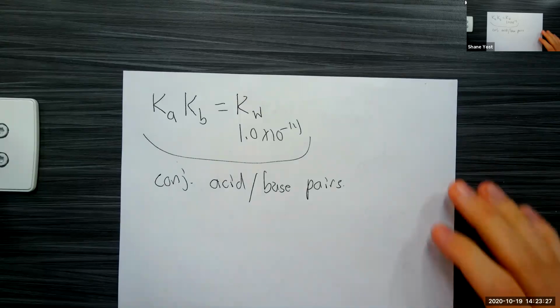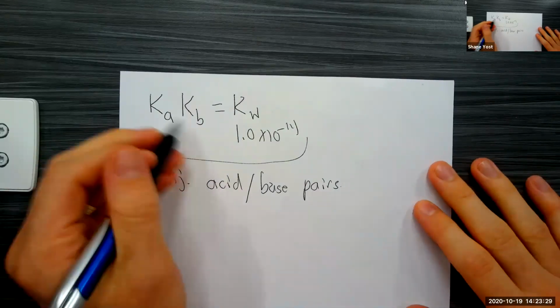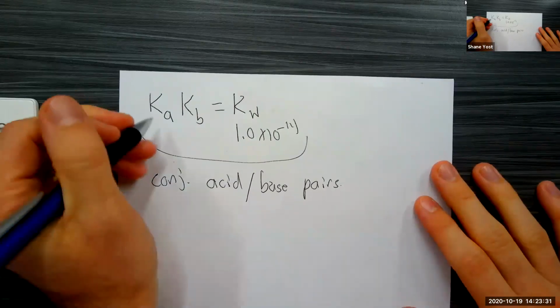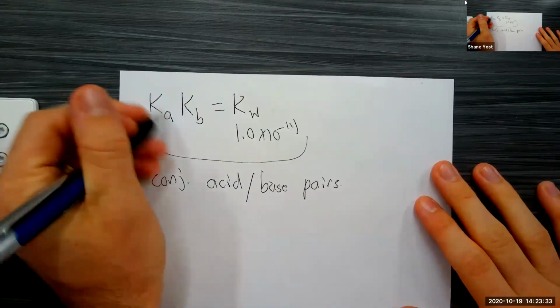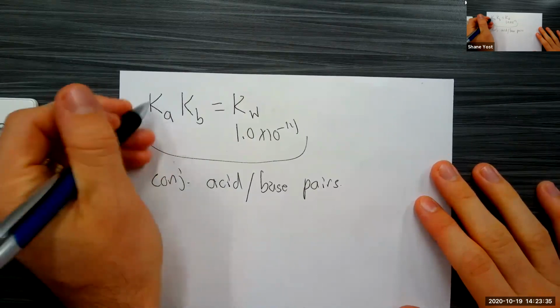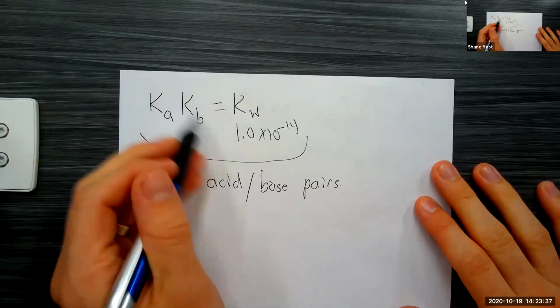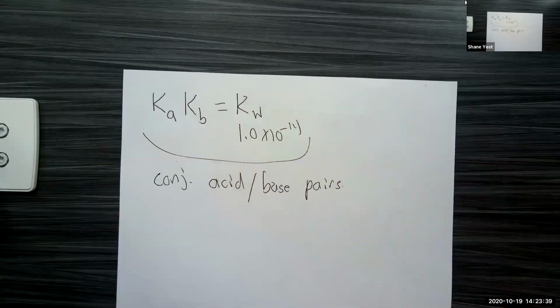Which shows me mathematically that if Ka is very large, that means I have a strong acid. Kb has to be very small, and I have to have a very weak conjugate base.